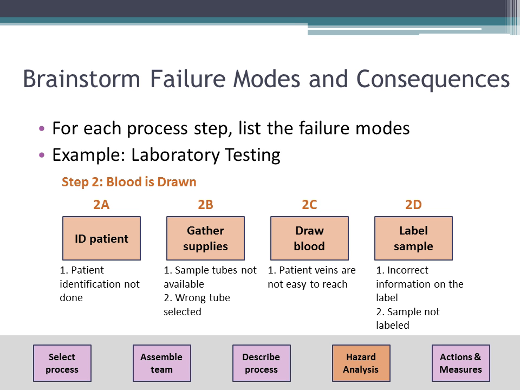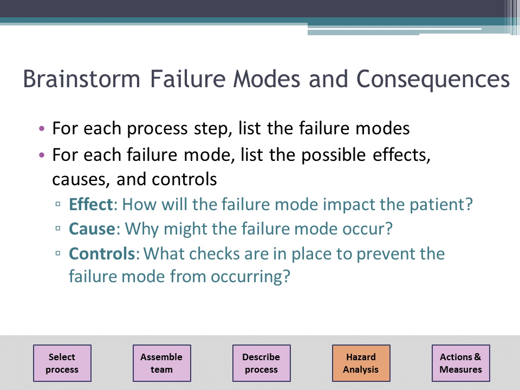Notice that the failure modes are numbered, so we're still maintaining our numbering and lettering system. Okay, now that we've determined the failure modes for each step, we are going to list the possible effects, causes, and controls for each of those unique failure modes.